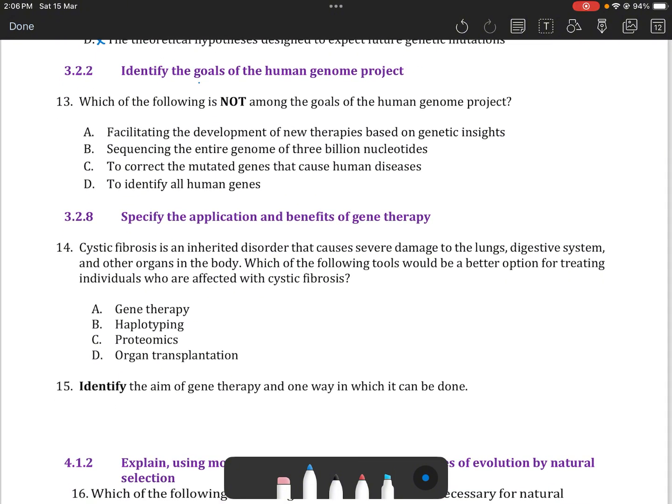Identify the goals of the Human Genome Project. So what are the goals? Of course, the goals were to facilitate the development of new therapies. Yes. Sequencing the entire genome. Yes. 3 billion nucleotides. To correct the mutated genes that cause human disease. No, this is gene therapy. It's not the goal of that. And to identify all human genes, yes. We want to choose which one of the following is not, so the answer is C, because this is not the goal.